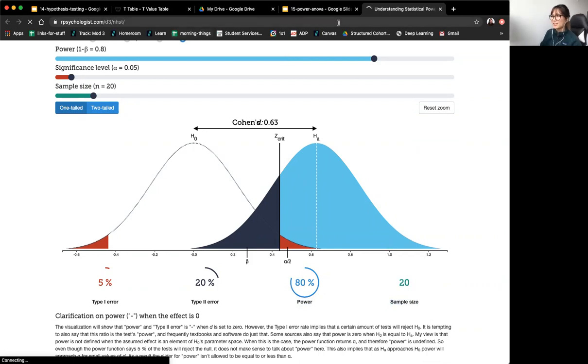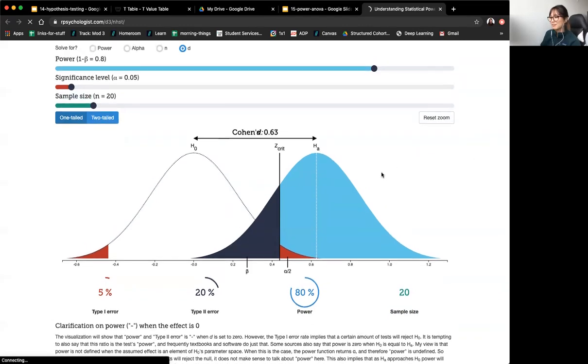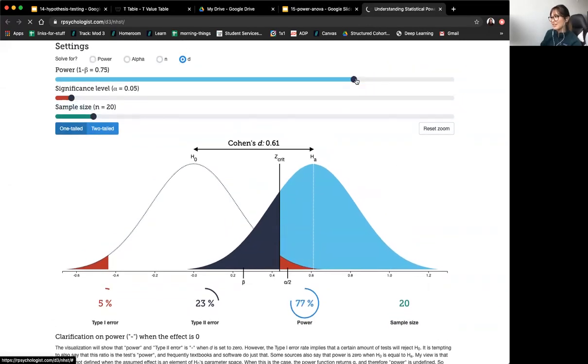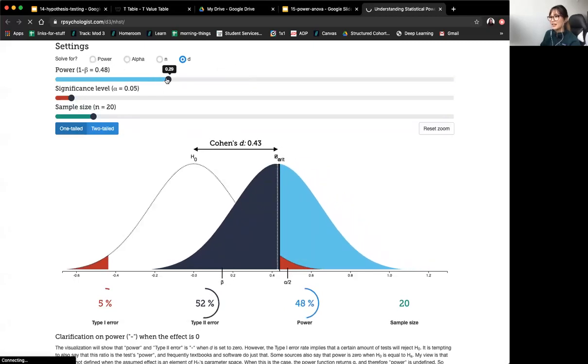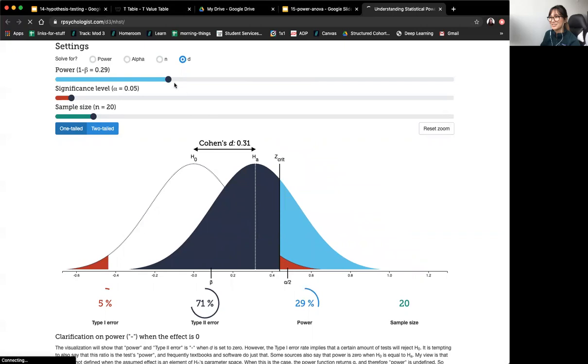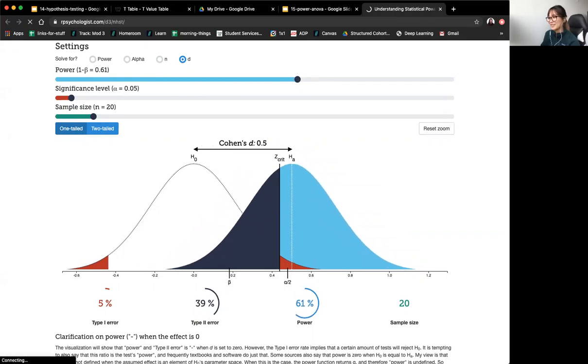I'll share this one out so you guys can play with it before Tuesday's study group. I think it's helpful for some people just to see, if I'm lowering power, how do the other values change? You'll see what that means. I think what's confusing right now for some people is, what is this alternate hypothesis value? That we'll talk about also on Tuesday, and if not, Wednesday.